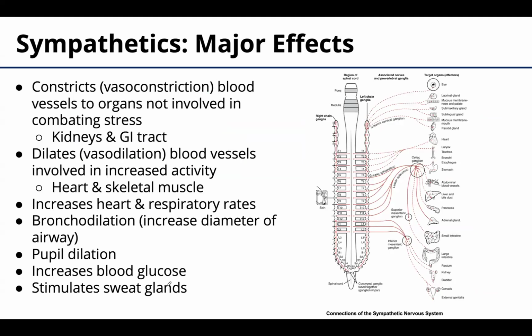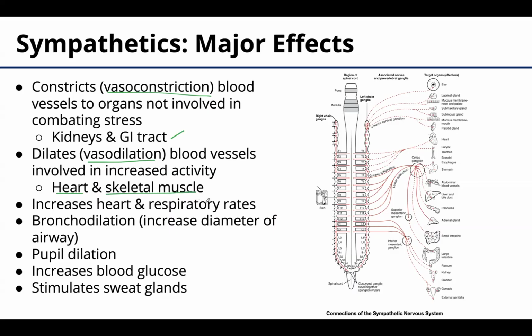So as mentioned, many of the actions of the sympathetic nervous system are to prepare the body for action. So some of the major effects are, and this isn't a complete list, but some of these major effects are constricting blood vessels or vasoconstriction to organs that are not involved with combating stress. So that would be things like the kidneys and the gastrointestinal tract. It will constrict the blood vessels that supply that. Conversely, it will vasodilate the blood vessels supplying organs that are involved in increased activity, such as the heart and the blood vessels that supply skeletal muscle.